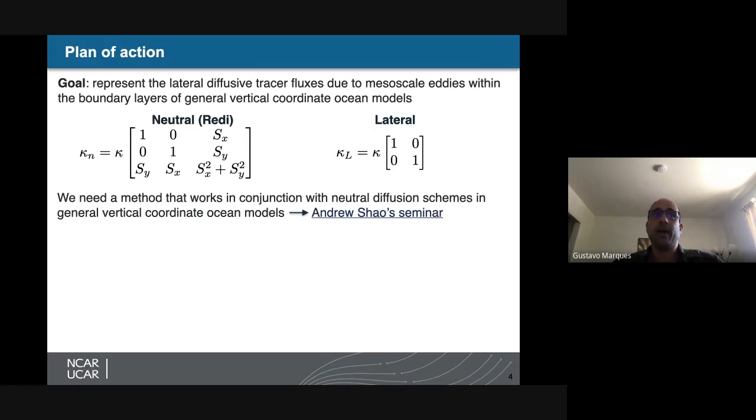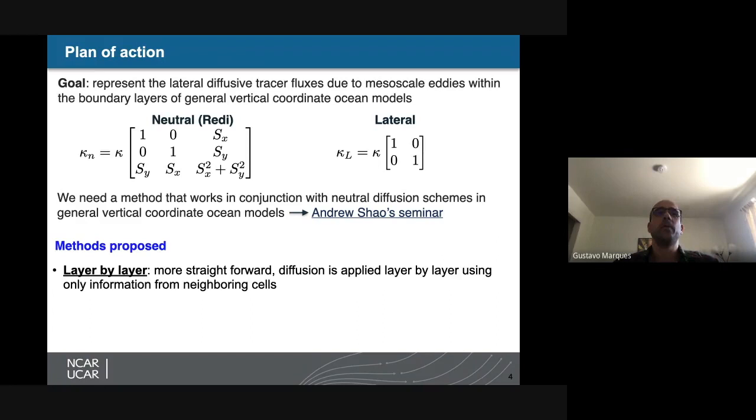We need to keep in mind that the method needs to work in conjunction with neutral diffusion schemes in general vertical coordinate ocean models. I will defer to Andrew Shao's seminar a month ago to explain the method that was implemented in MOM6, which relies on high-order remapping schemes as well as a sorting algorithm to find the neutral surfaces.